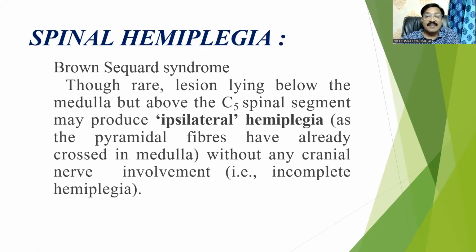With spinal involvement like Brown-Sequard syndrome or any injury here, the patient may not have any cranial nerve palsy, but only weakness. Though rare, a lesion lying below the medulla but above the C5 spinal segment, since below C5 the upper limb may not be involved, may produce ipsilateral hemiplegia as the pyramidal fibers have already crossed in the medulla, without any cranial nerve involvement. There is incomplete hemiplegia. Cranial nerve involvement won't be there, but the patient will have hemiplegia.